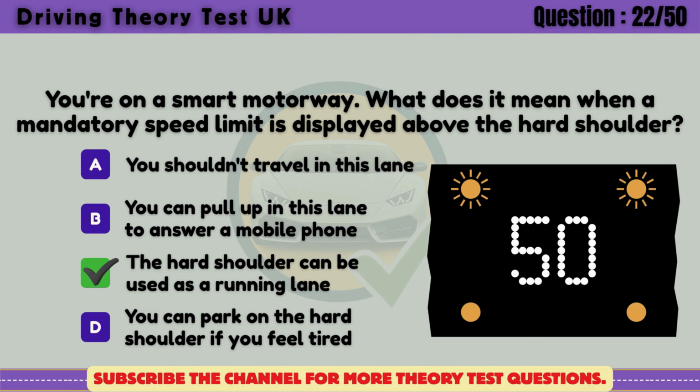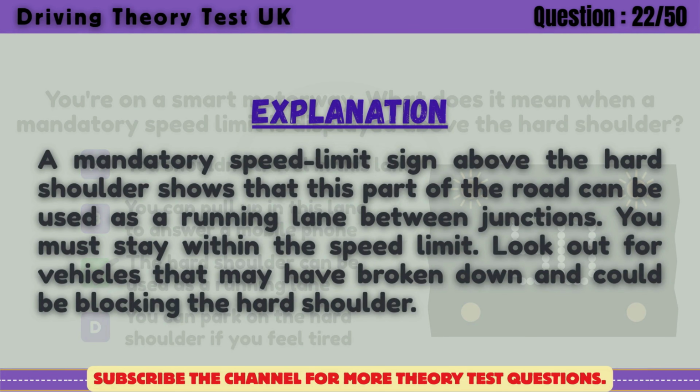Answer is C. The hard shoulder can be used as a running lane. A mandatory speed limit sign above the hard shoulder shows that this part of the road can be used as a running lane between junctions. You must stay within the speed limit. Look out for vehicles that may have broken down and could be blocking the hard shoulder.